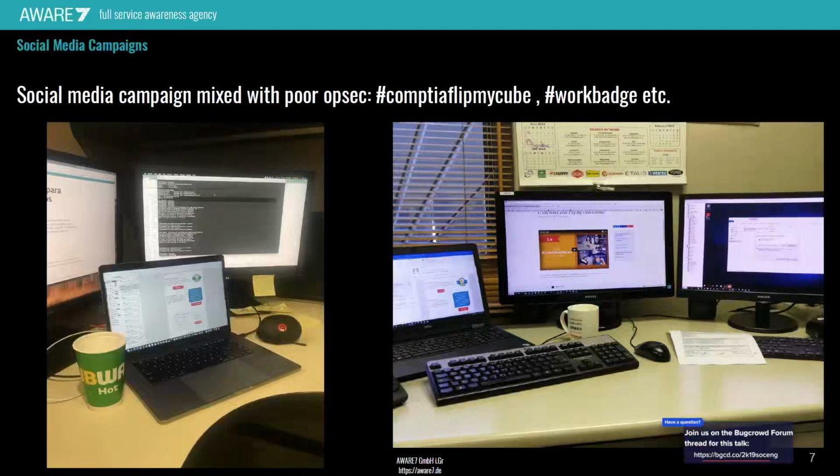Basically here the problem is social media mixed with poor OPSEC, because these people don't seem to be educated that you don't put information about your workplace online, or at least critical information is something you shouldn't take a photo of and then put online.